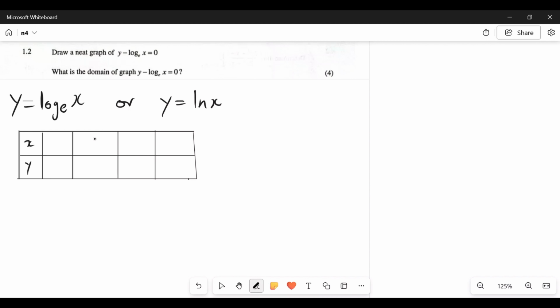All right, so before we insert the x values here, there is something that you need to know, guys. The x values that you have to insert on this row should not be less than 0 and also should not be 0. So we can say that x cannot be less than 0 or equaling 0. So we can put something like 0.5, maybe 1, 1.5, and also 2.